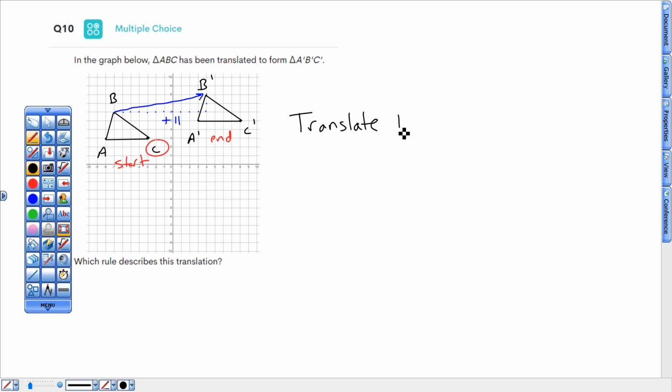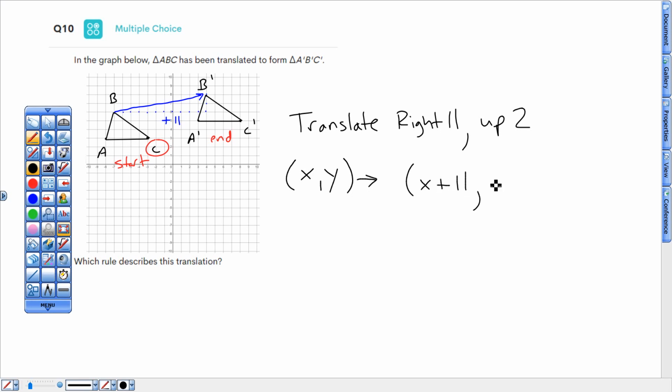Going right 11, up 2. And then again, where they're going to show that on this test, they're going to show it kind of like this, be all fancy. That is x plus 11, y plus 2.